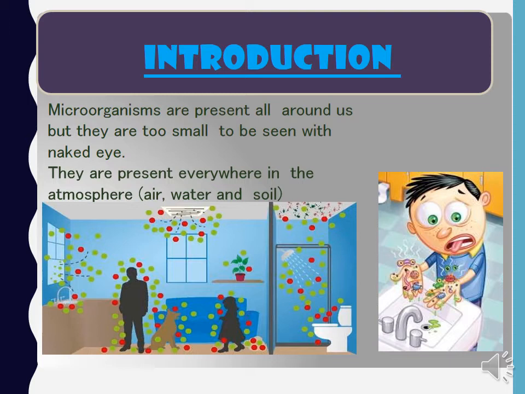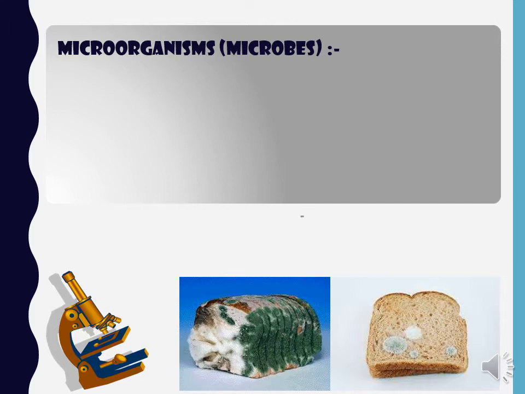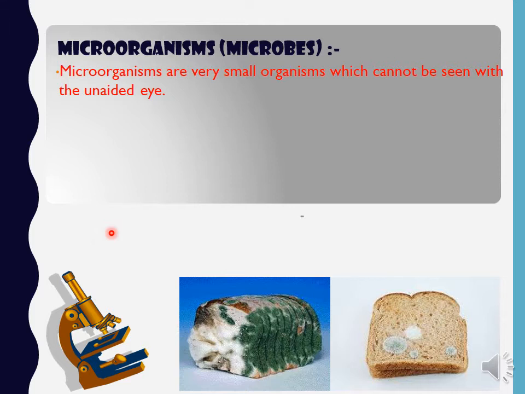Now they are present in air, water, soil, on our hands, on our skin, everywhere. And hence it is important for us to understand them and to know what their benefits and demerits are. Microorganisms are also referred to as microbes, and they are extremely small to be seen with our naked eyes. Hence we need a microscope.